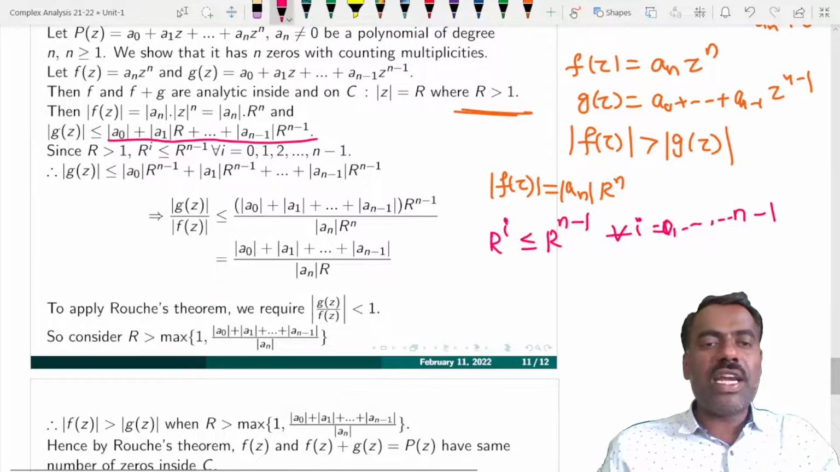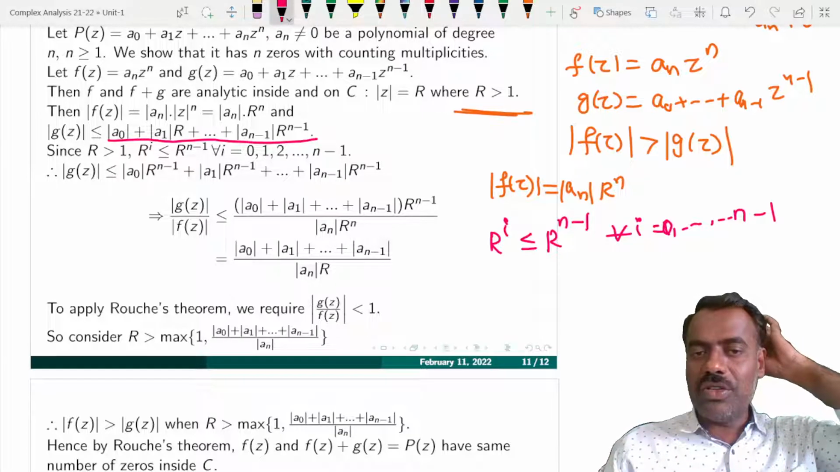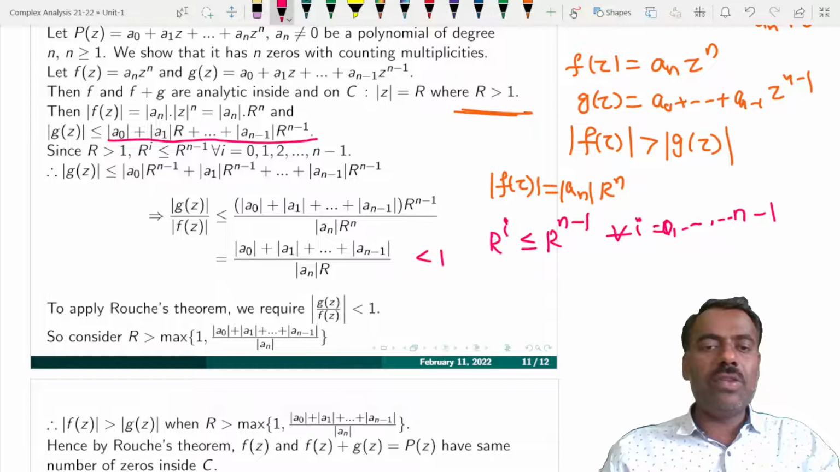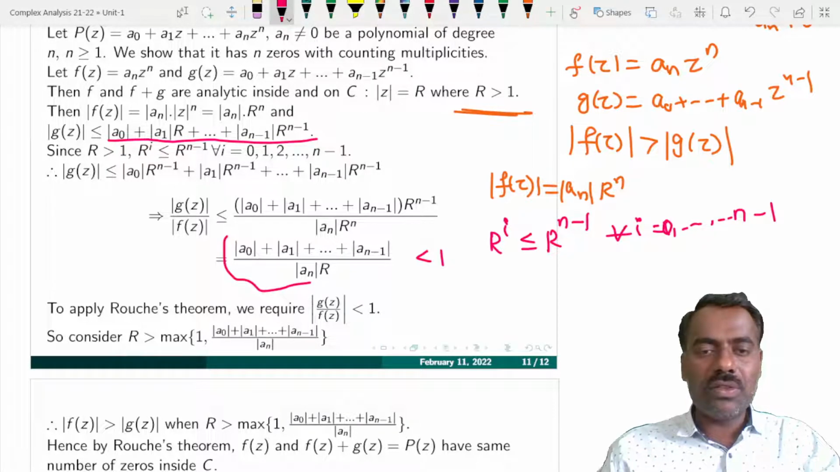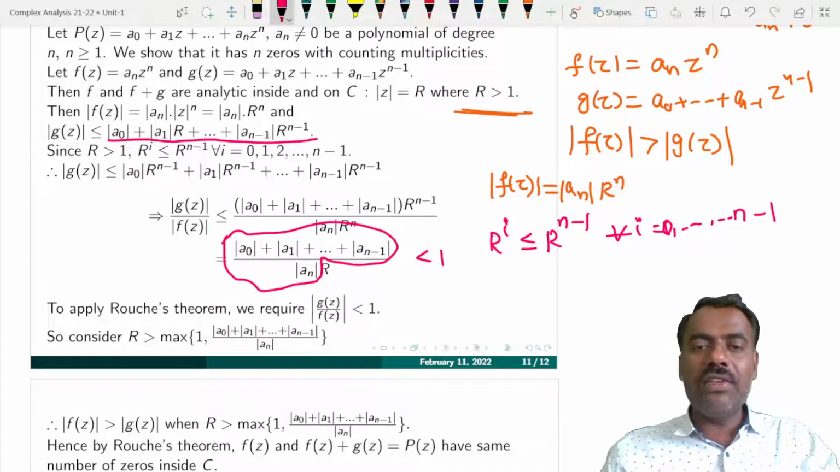Therefore, mod g of z, we can have everywhere here R power n minus 1 that we can take out, and mod f of z is mod a_n times R power n. So here R will come in the denominator, and whatever coefficients you have, you call it some number M. The idea is we want this to be less than 1. When will this be less than 1? If R is bigger than whatever we have here, then obviously when you divide by R, you will get less than 1.